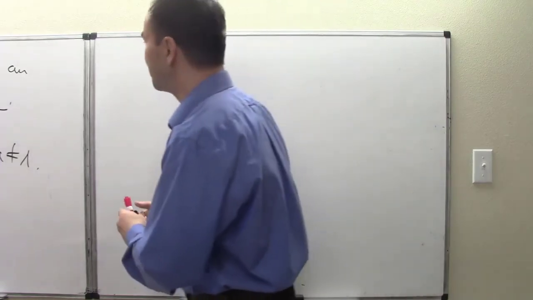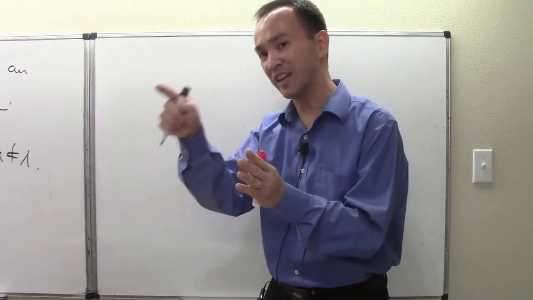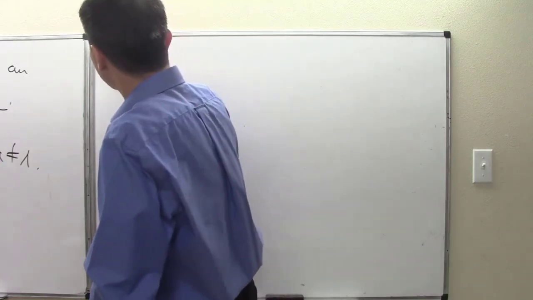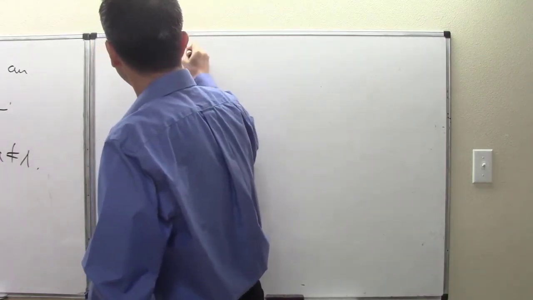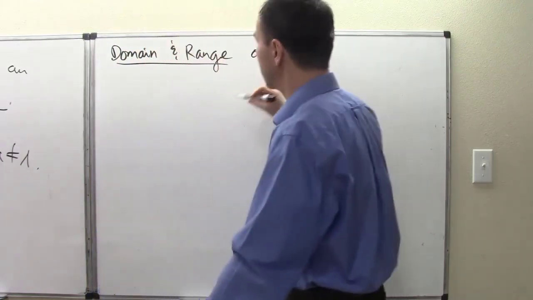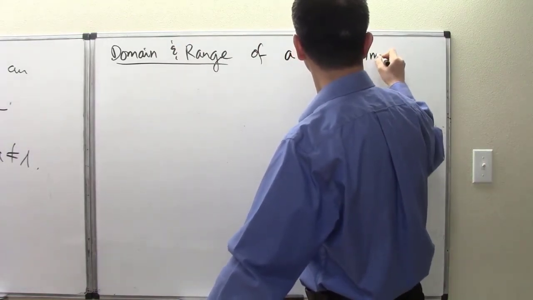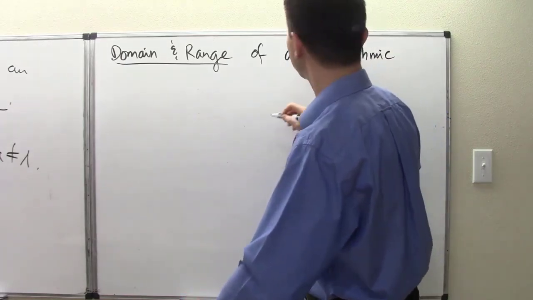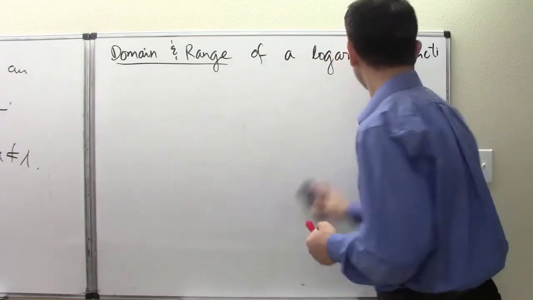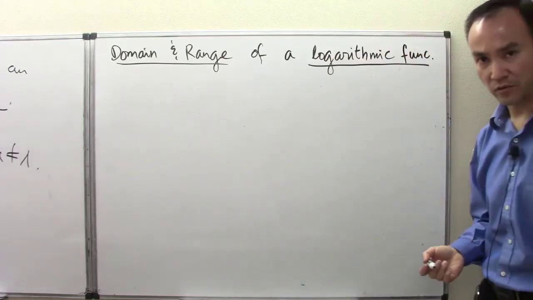Now let's just generalize the idea right here. On the other board, I was writing down the information regarding domain and range of an exponential function, a simple case. So now on this board, on the opposite way of thinking, here's the domain and range, but of a logarithmic function. Allow me to use a shorthand writing right here: domain and range of a logarithmic function.